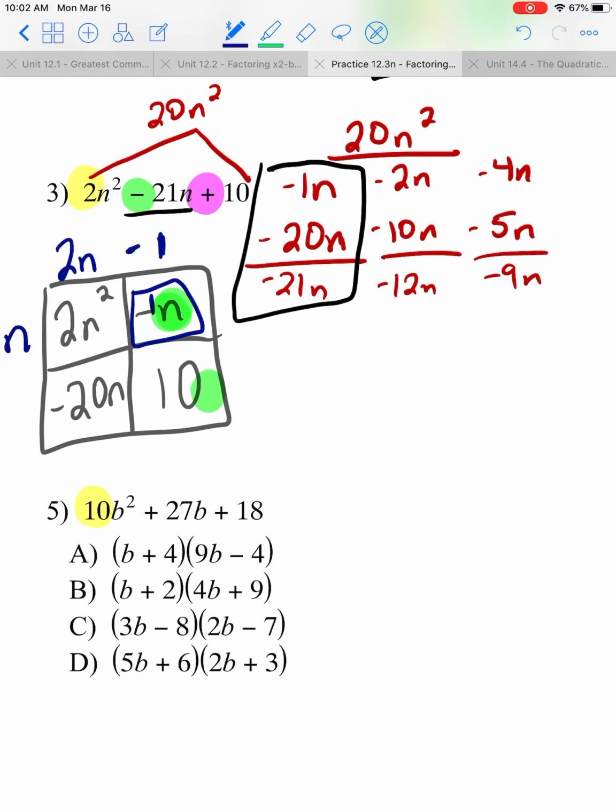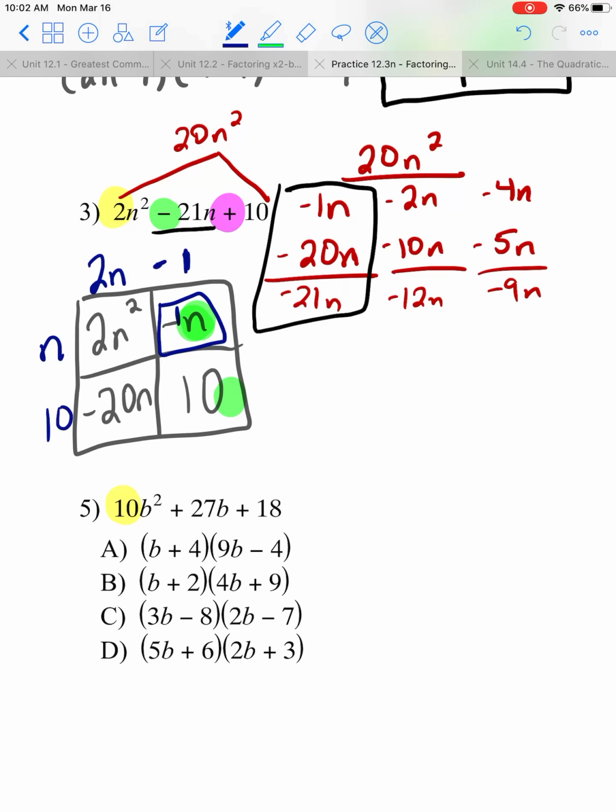Negative 20 and 10, the greatest common factor is 10, and I'm touching a negative box. So my solution is 2n minus 1 times n minus 10.